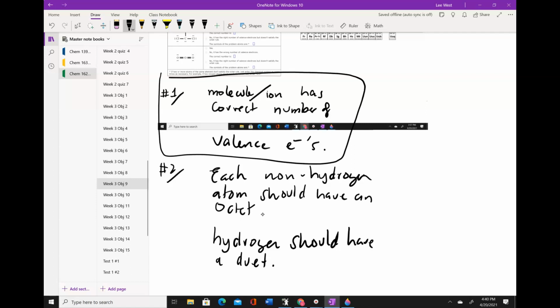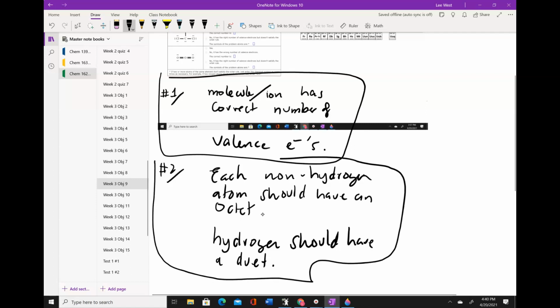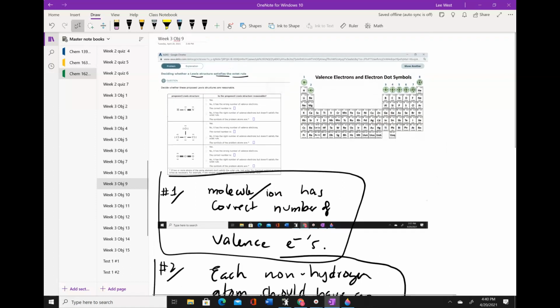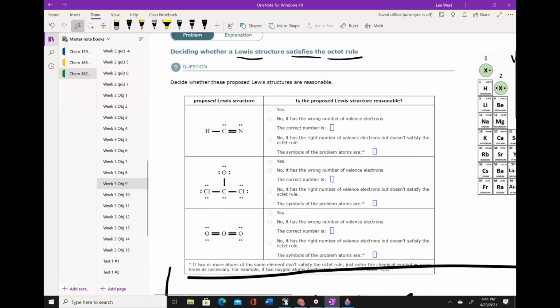Okay, that's where we're at. So let's have a look at this. We've got to read it very carefully. Decide whether the proposed Lewis structures are reasonable. So here's our molecule, HCN. First of all, I want to count up how many valence electrons it should have. We should get 1 for the hydrogen, 4 for the carbon, and 5 for the nitrogen, so that it should have a total of 10 valence electrons.